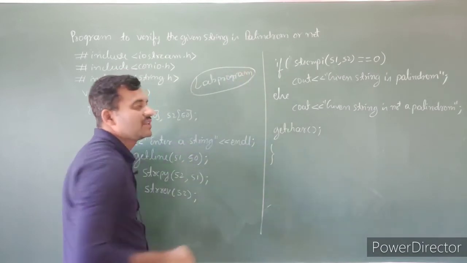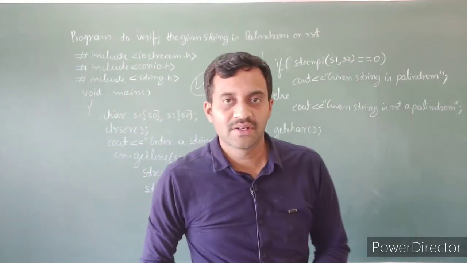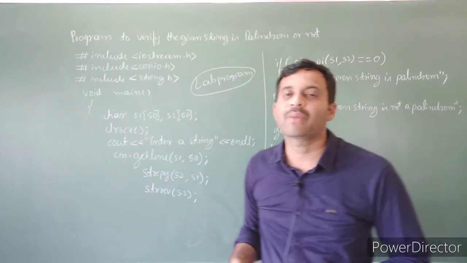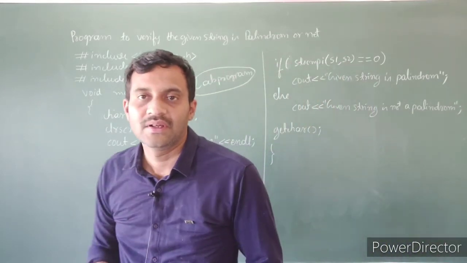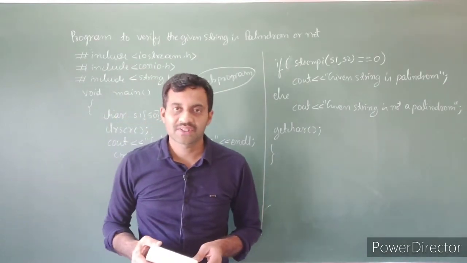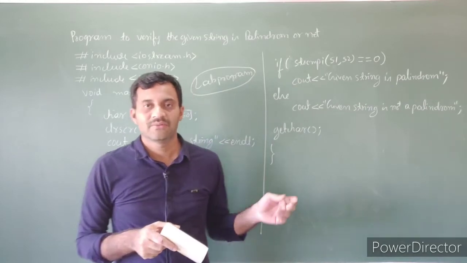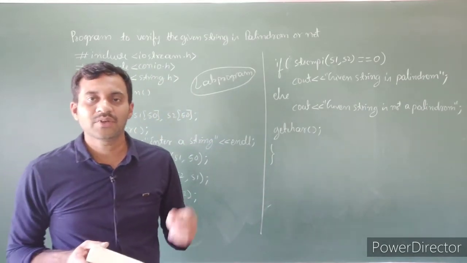This is an important program in this chapter. Lab program to find the palindrome. A palindrome is a word whose meaning remains the same after reversing it. For writing the program, we use three library functions.